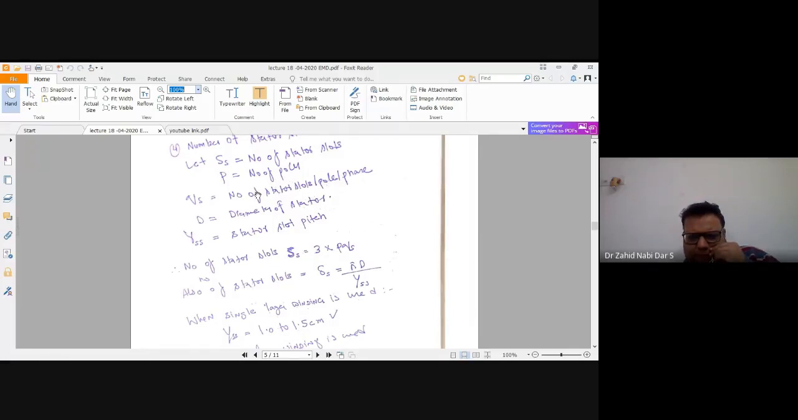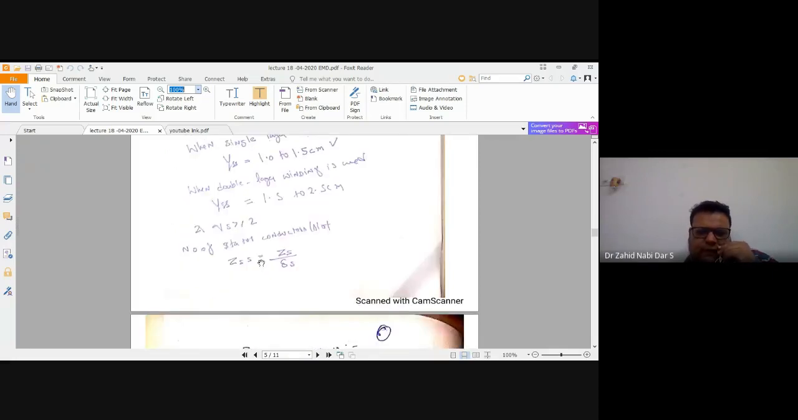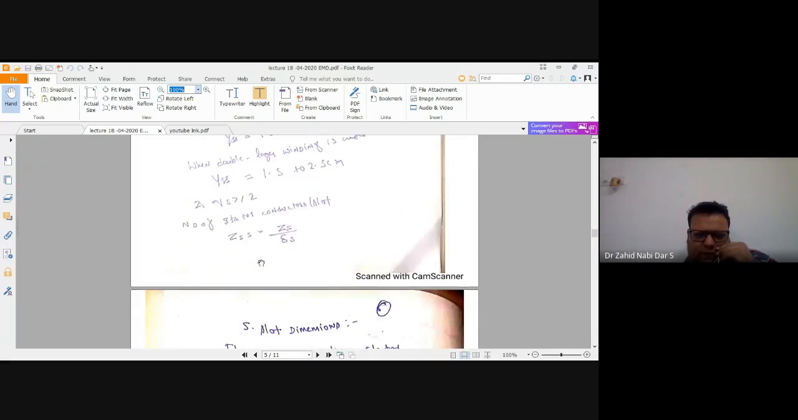Suppose it's a four pole machine, and these are three phases. So you have 24 divided by 3 into 2, which is equal to 6. So this would be 4. When we will be solving the problem, we will understand it in a much better way.